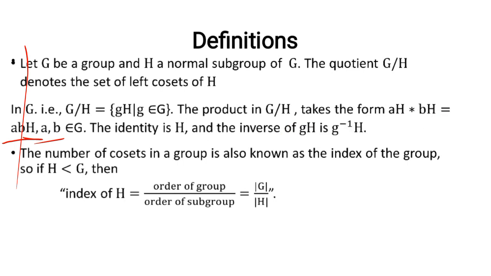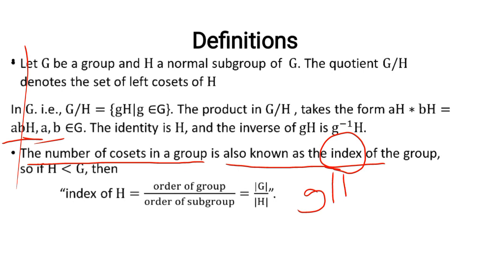Now we know how to define the quotient group. We know what the set of all left cosets is, okay? There's also something we need you to know, because I'll be using it later as we continue with the course. It says the number of cosets in a group is also known as the index of the group. So when you're looking for the number of cosets, you want to know how many left cosets of this form exist in a group G. It's simply saying we want to know the index of the group.